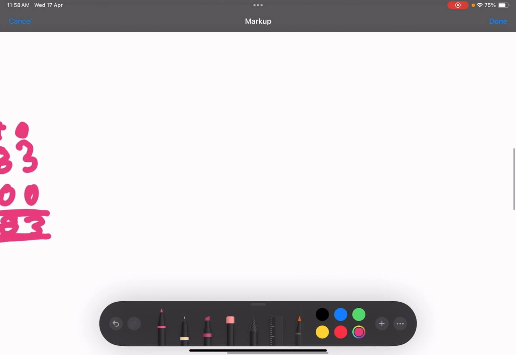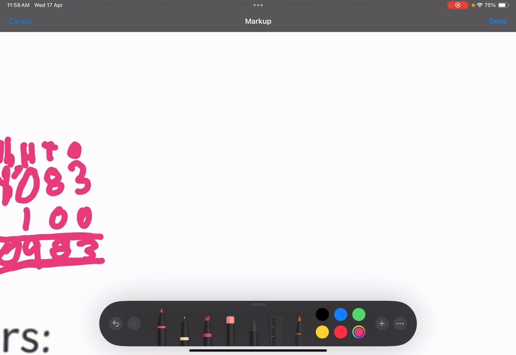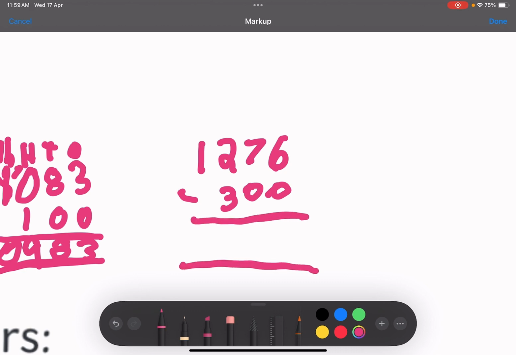Let's say 1276. This just popped into my mind. Okay, so take away 300. You're going to do the same exact thing. 6 take away 0 is 6. 7 take away 0, still 7. 2 take away 3, you can't do that. So this is 0, 12. 12 take away 3 is 9. And here's a 0, so 976. That's actually really easy.